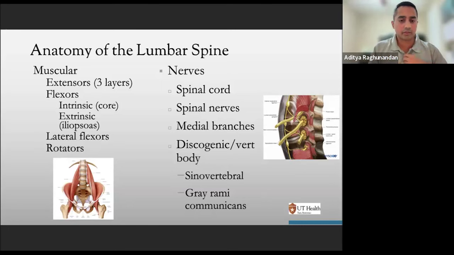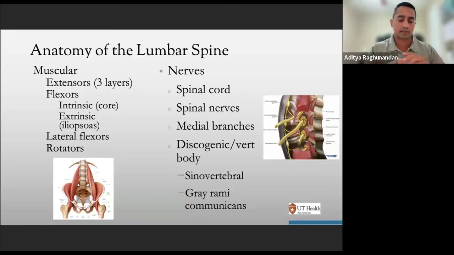When it comes to the neural structures, the big one that we consider is the spinal cord. If you remember, in most adults it ends around the L1, L2 region, in some people a little bit higher than that. So when we're talking about cord pathology, usually in the lumbar spine we don't have cord pathology. That's more of a thoracic and cervical spine issue.